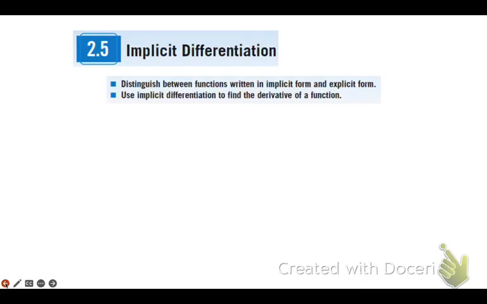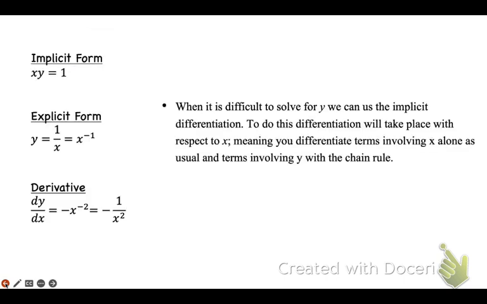Okay, so 2.5, implicit differentiation. You have been working with your differentiation rules, and now we are going to do implicit. So far, all our variables have been like one variable, correct? It's all been like X or T or whatever. It's always been those. Now it's not.